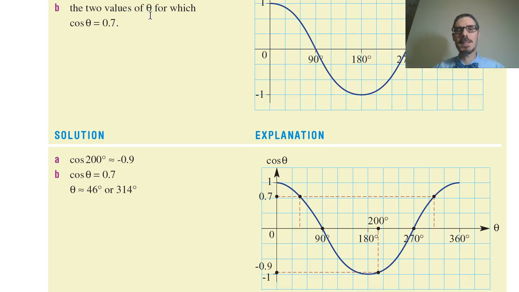The other one says the two values of theta, and there will always be two values between 0 and 360, the two values for which cos theta is 0.7. So you draw a cross at 0.7 and you find the two places where it crosses that graph. First one here looks like about 45 degrees. I would never have guessed 46. And this one here at 300, again I would have probably gone 315 or 310, not 314. That's okay.